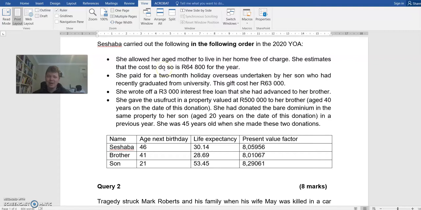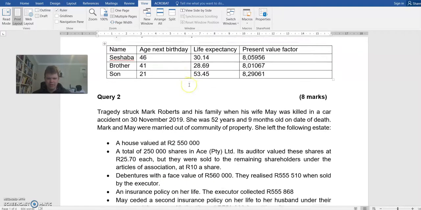Remember, donations tax is payable at the end of the month after the donation is made. You don't have that information, so it's not needed here, but I hope that you're getting the basics from this. Next.